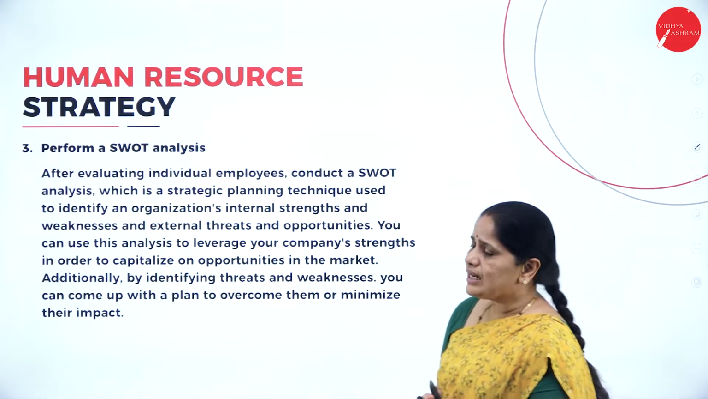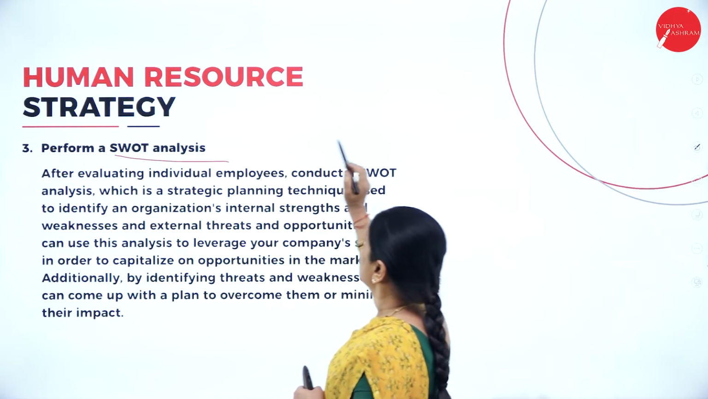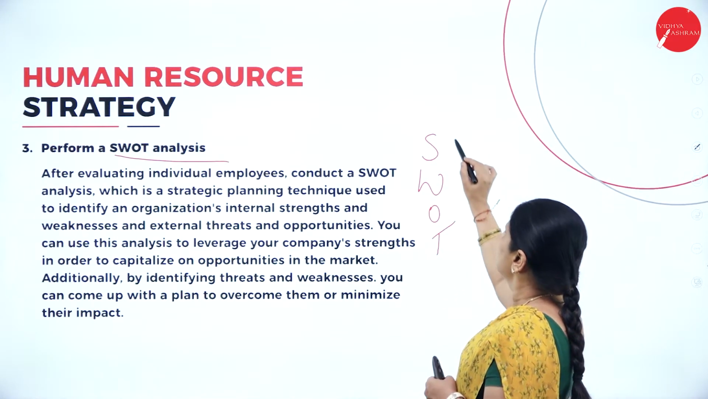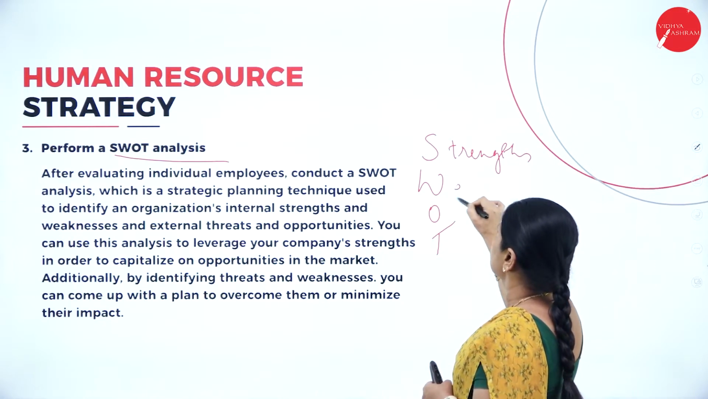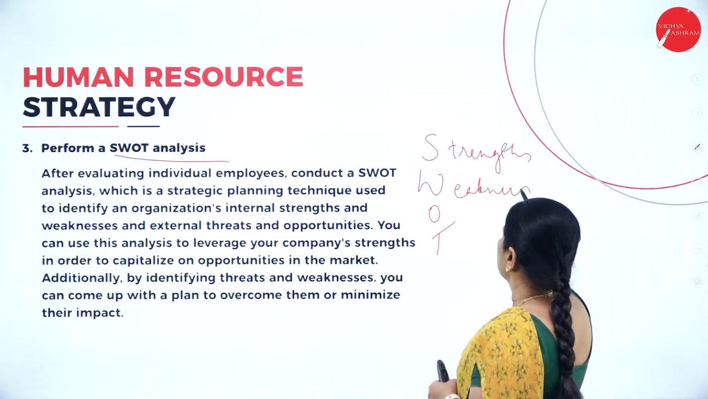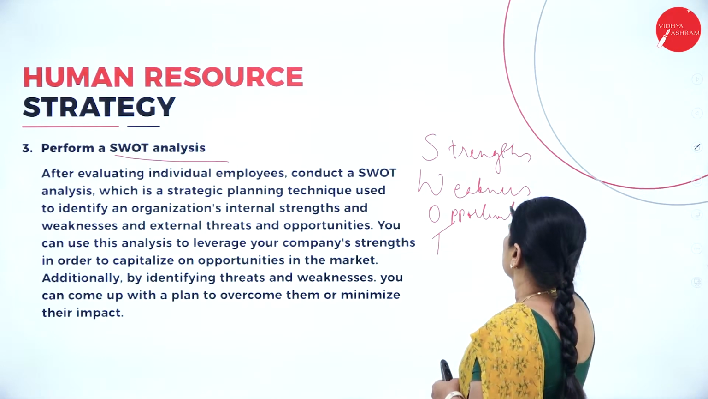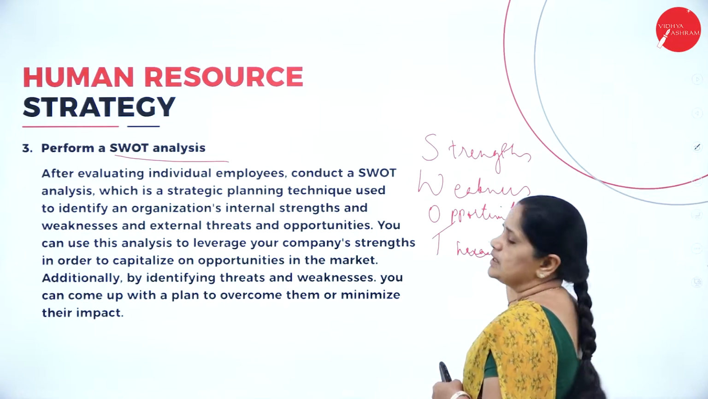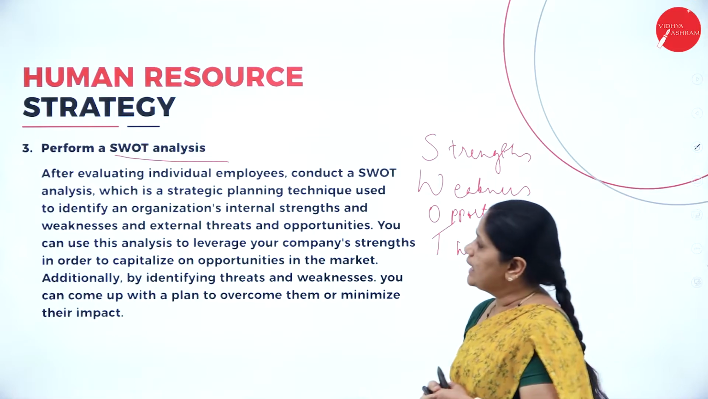Then, the next one is perform a SWOT analysis. As we all know the meaning of SWOT, that is strengths, weaknesses, opportunities, and threats. So, strengths, weaknesses, opportunities, and threats. These are the SWOT analysis. Now, why do we do a SWOT analysis?